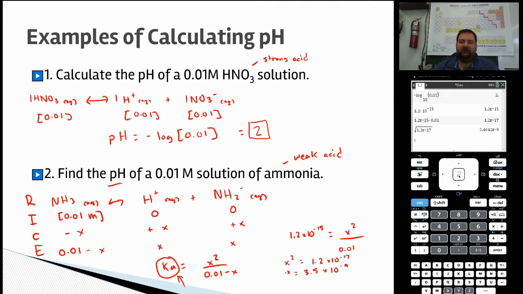Now this x, what is it? This x is my concentration of hydrogen ions. So now I have something to work with. But remember, we kind of cheated, because this was not the actual Ka value. Really, my concentration is going to be less than this 3.5 times 10 to the negative 9. We're going to keep that in mind. So if I try to solve for my pH value, I'm going to do the negative log of this concentration.